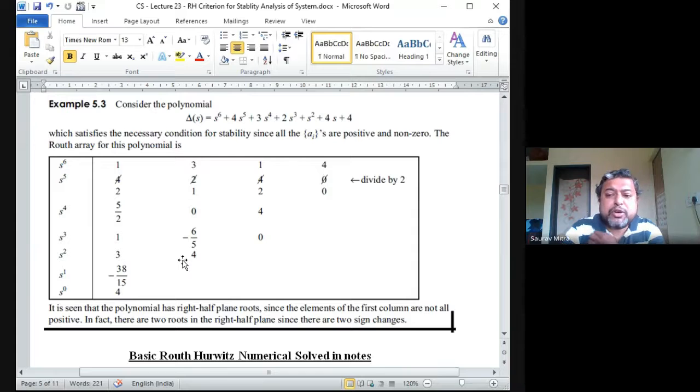Anything that happens in the second column is not affecting the stability. We have to see only the first column. So this is how s^3 is found. Same way the s^2 is found. Same way s^1 or s^0. All these things are the same.